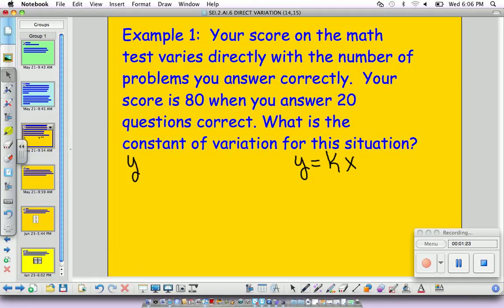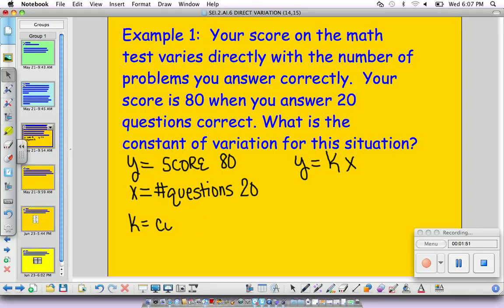y in this situation is equal to your score, which is 80. x in this situation is the number of questions that you answered correctly, which is 20. k is your constant of variation, and that's what we're looking for in this situation.